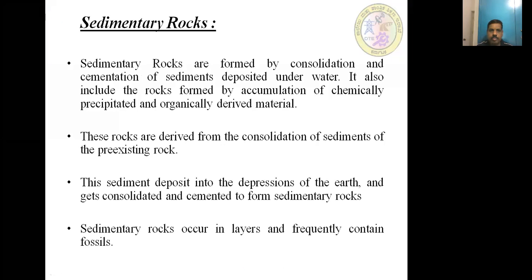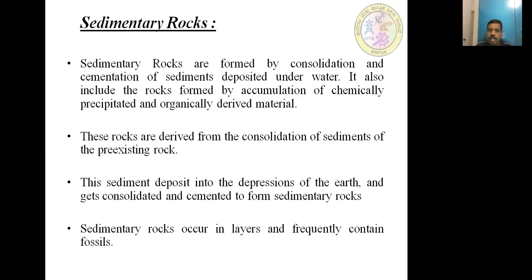Sedimentary rocks. Sedimentary rocks are formed by consolidation and cementation of sediments deposited underwater. It also includes the rocks formed by accumulation of chemically precipitated and organically derived material.